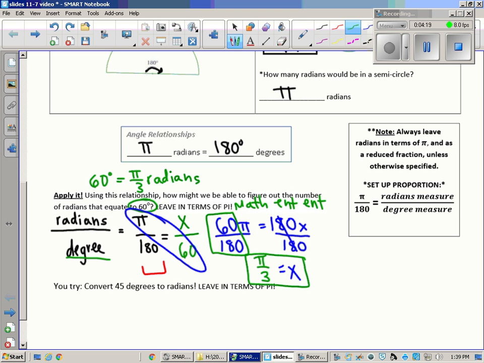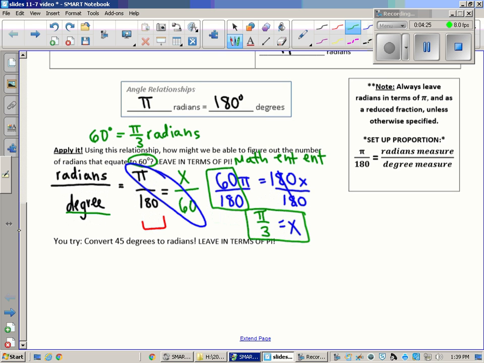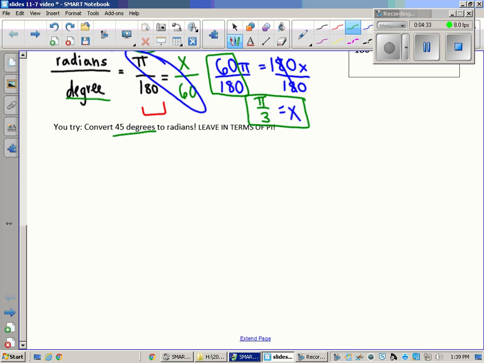If you'd like to pause the video and try the next one on your own, just skip ahead to look at the final answer. If you'd like to watch the next example, I'll perform another conversion of 45 degrees to radians, again in terms of pi. You should always be leaving your final answer for radians in terms of pi.